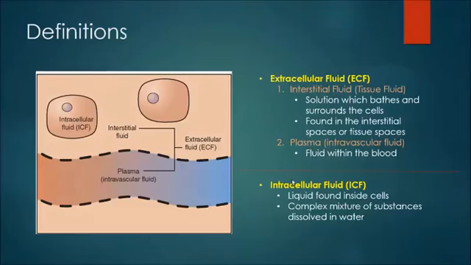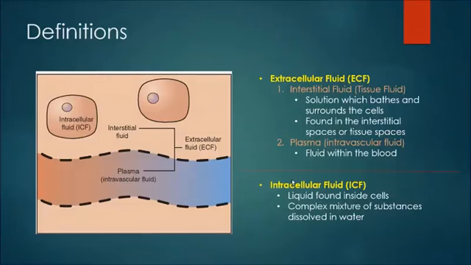So in order to understand edema, you need to understand a few definitions and concepts. One of the concepts you'll need to understand is the different fluid compartments in your body. There are basically three major fluid compartments in the body. The first is extracellular fluid, and that's the fluid outside the cells. This can be broken down further into interstitial fluid, which bathes and surrounds the cells, and that's found in the interstitial spaces or tissue spaces.